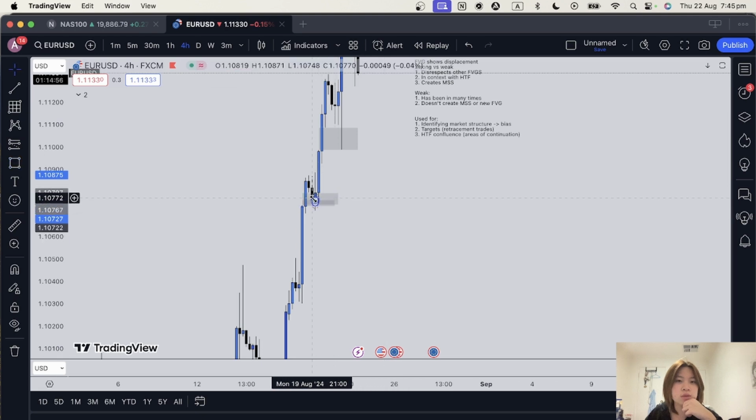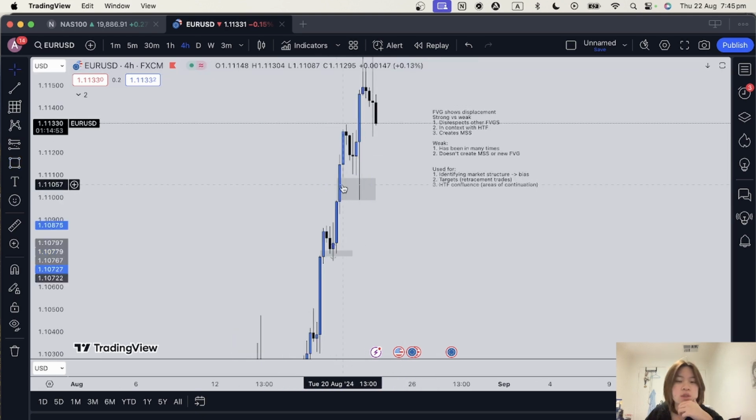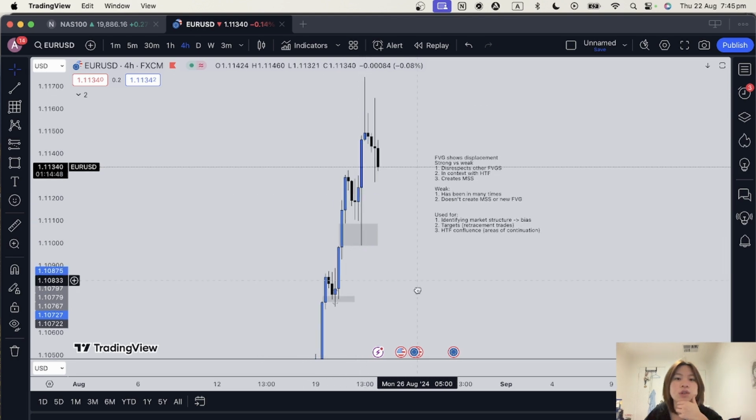That's where price reacted off of. You can see another one here. A bullish fair value gap. Price tapped into it and just continued upwards.